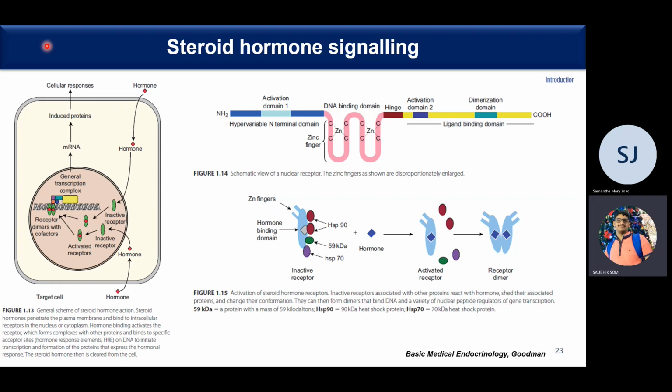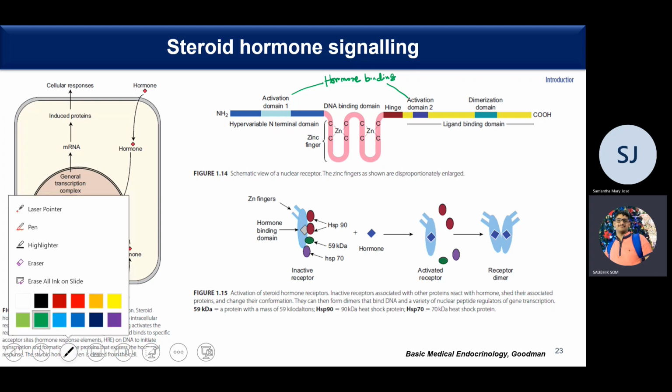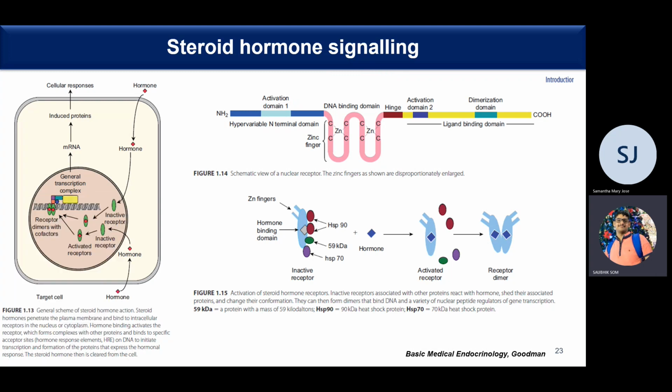Generally, the steroid signaling molecules have this type of domain organization. They will have an activation domain, then a DNA binding zinc finger motif, the activation domain 2, as well as the dimerization domain. Activation domain 1 and activation domain 2, so these two are responsible for hormone binding. Sorry, my bad, I'm wrong. These activation domains are responsible for downstream signaling.